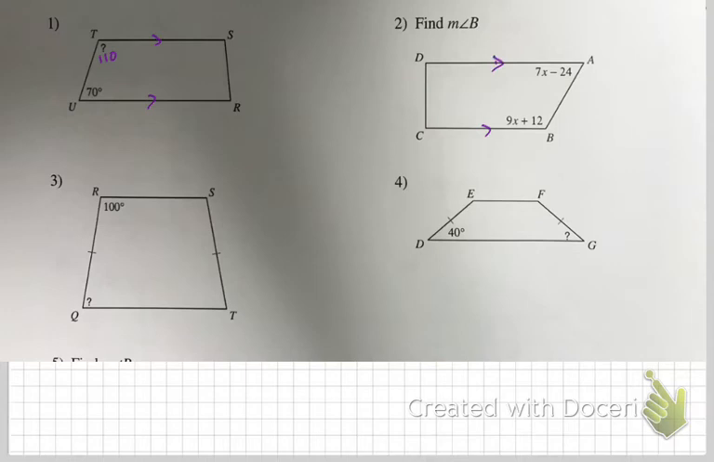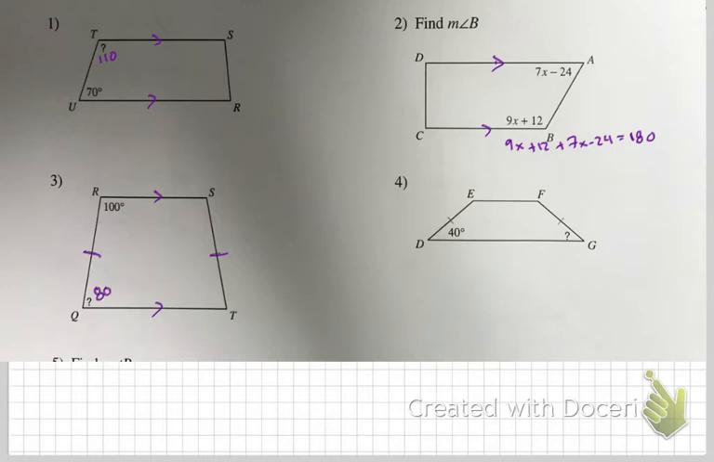That would be a consecutive interior angle pair, so 9x plus 12 plus 7x minus 24 equals 180. Okay, you would solve that out, and then it's asking us to find angle B. We would plug x back in. Now looking at number 3, I know this is an isosceles trapezoid because of the congruent legs right here. But even though it's isosceles trapezoid, R and Q are still supplementary, so this would be 80.